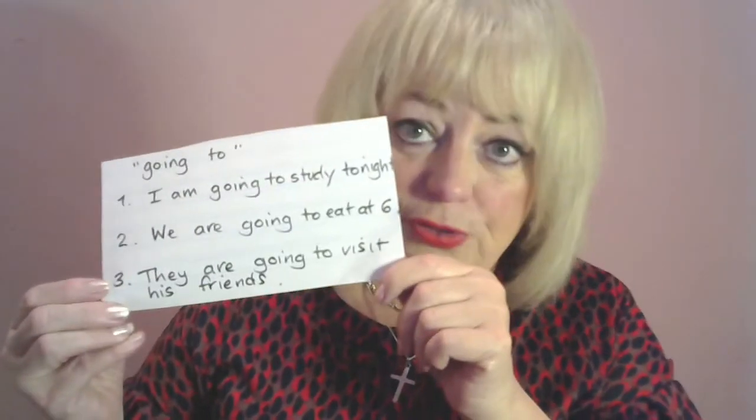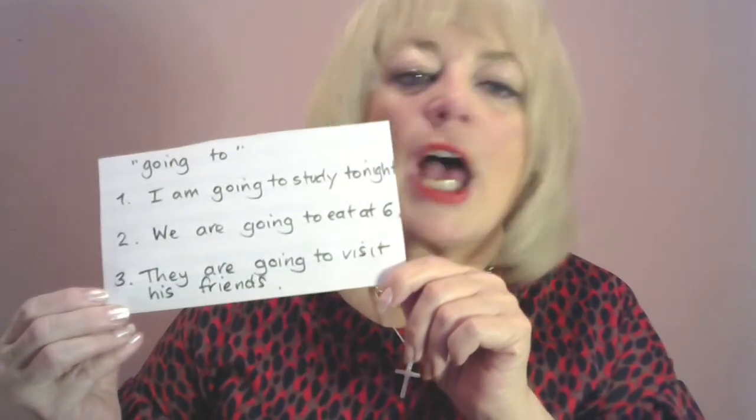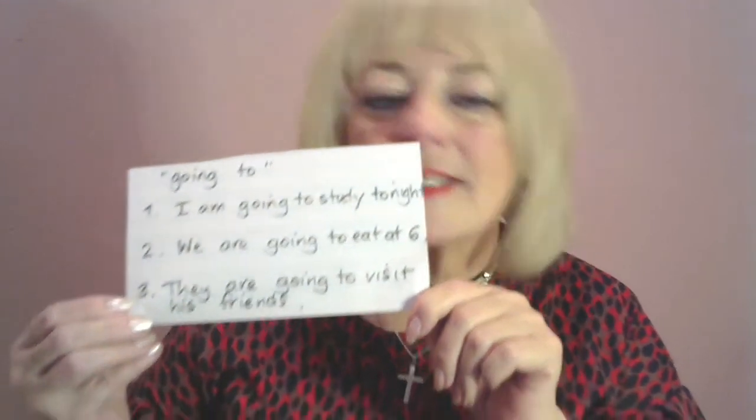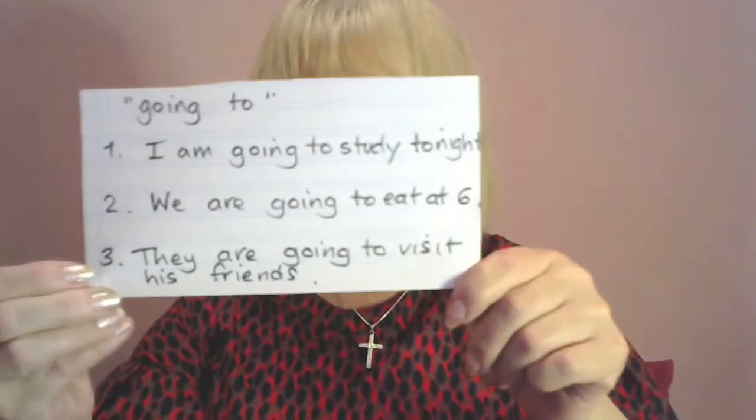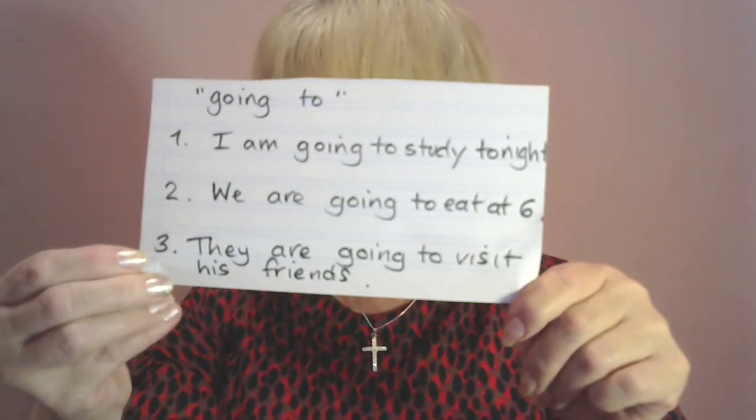So here's your 3 sentences. I'm expecting you to get all these right. I am going to study tonight. Número 2, we are going to eat at 6. Número 3, they are going to visit his friends. Okay, so now's the time to write them down, take your photo, pause the video, whatever you do.